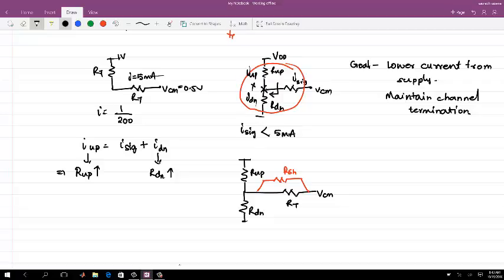If I put a resistance here, VCM is a voltage source I am treating as incrementally grounded. So if I want to look at Z in here, let me just carve this out. My Z in is equal to R up parallel R down parallel RSH.